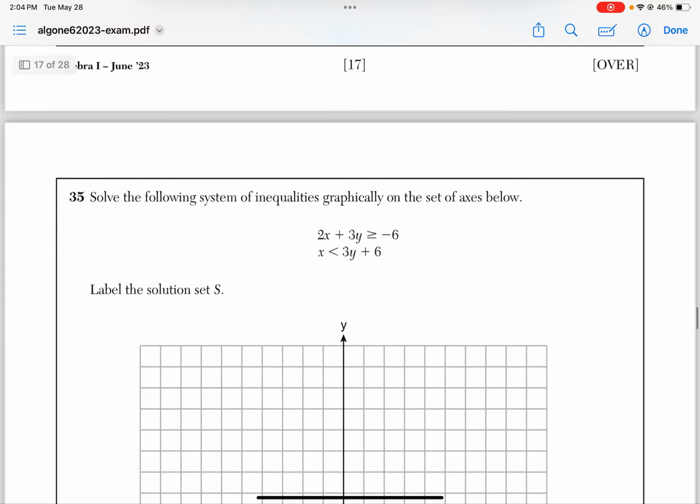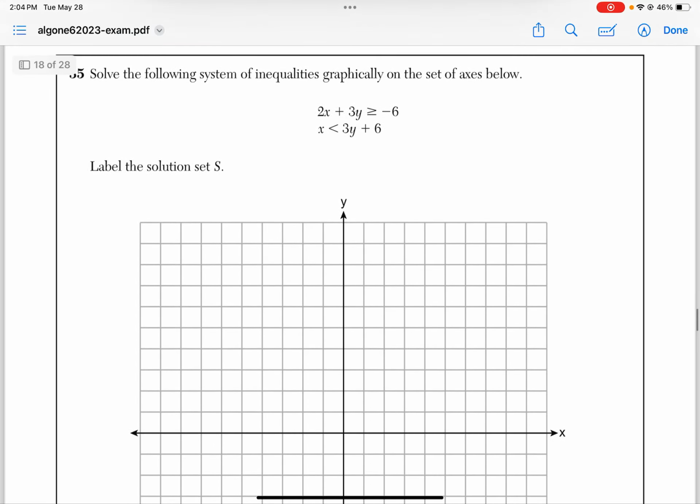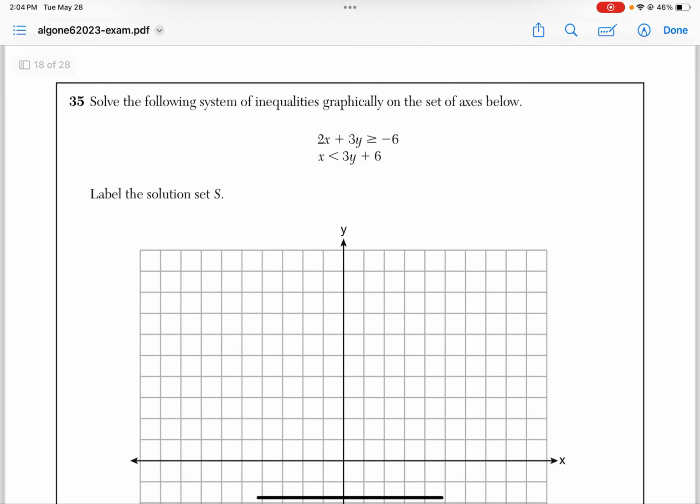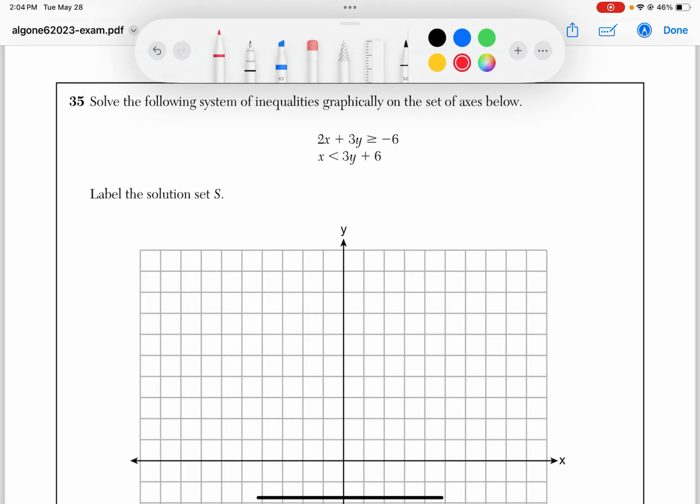Whew, that one was a doozy. Let's move on. Graphing inequalities. First things first, you have to be able to isolate for y. You must. So I'm going to do that quietly now, assuming that this is stuff that you're comfortable with.